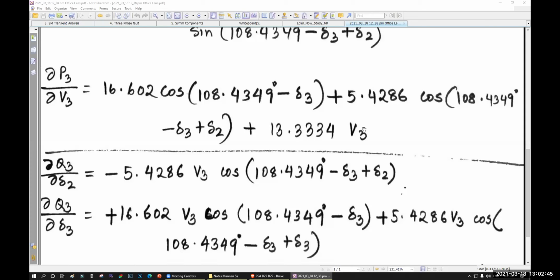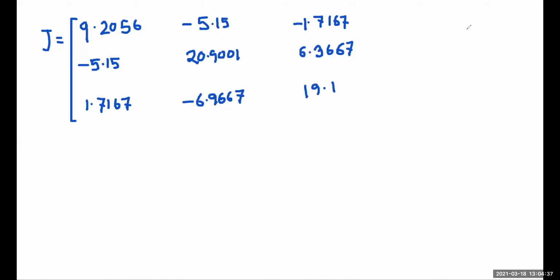Okay, have you got it? So this is your Jacobian matrix, right? Yes, sir. Okay, this is your Jacobian matrix.